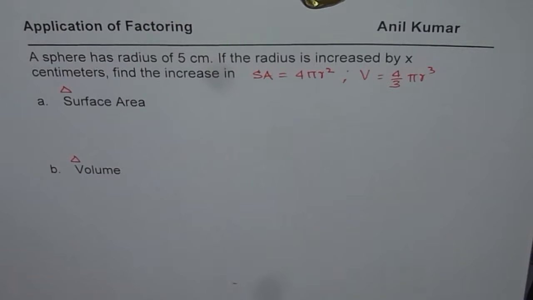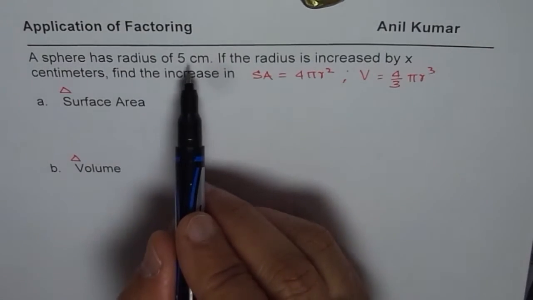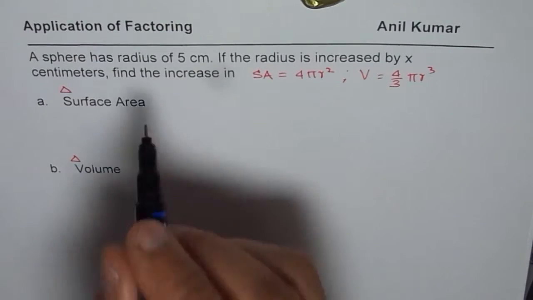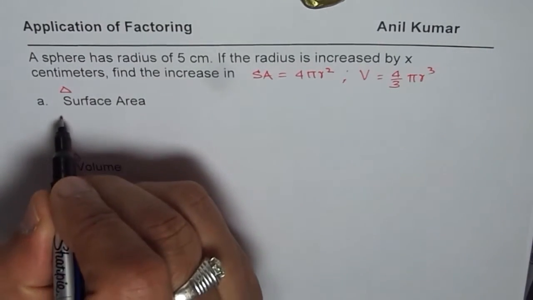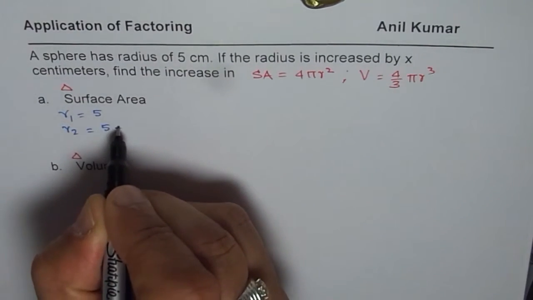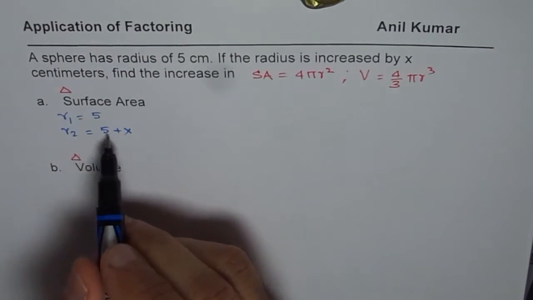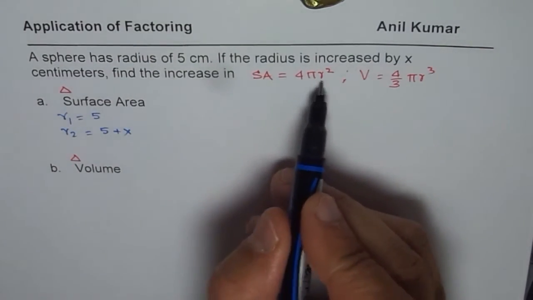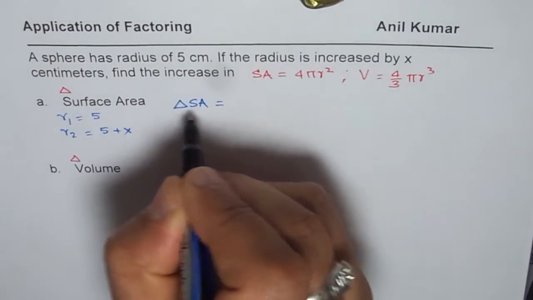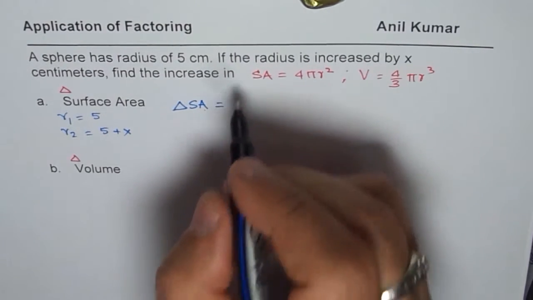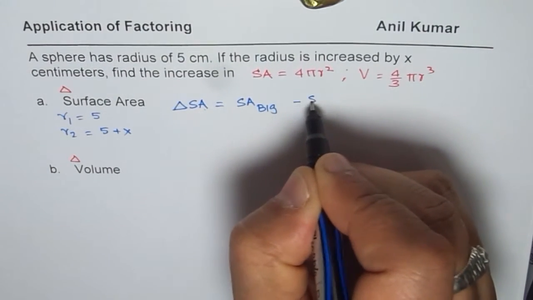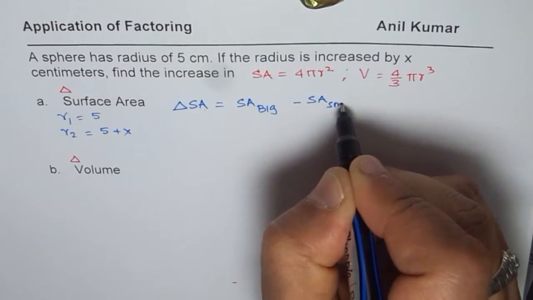Now let us calculate. For surface area, we know that the radius of the smaller sphere is 5 and that of the bigger one is 5 plus x. So we can write that the radius r1 is 5 and r2 is 5 plus x. Now, the change in surface area, delta surface area, will be surface area for the big one minus surface area for the small one, correct?